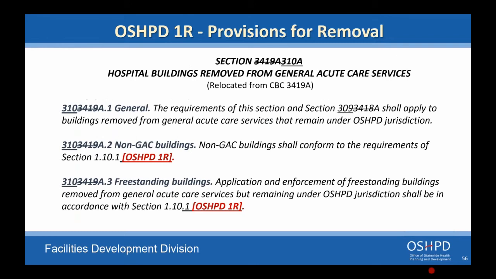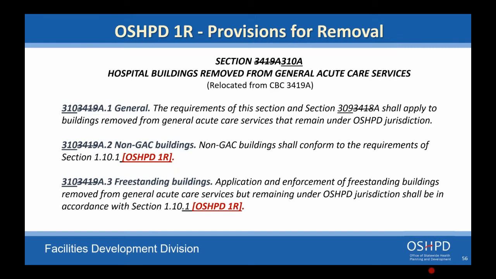Again, a lot of this is just renaming chapters. This was moved from 3419 to 310A, and we just clarified a lot of the language to identify and added a banner for OSHPD 1R in these. So you have non-general acute care buildings, now called OSHPD 1R, freestanding buildings, also refer what would apply if they were 1R. Please note that an OSHPD 1R building is a building type. We really only use it for tracking and not for the occupancy that's going into it. The occupancy can still be a 2, 3, 5, or a B, whatever it might be.